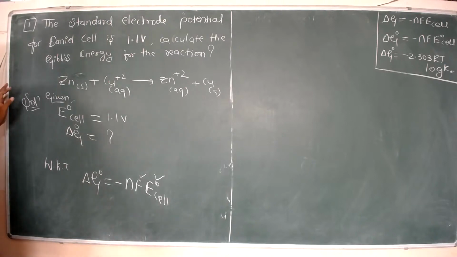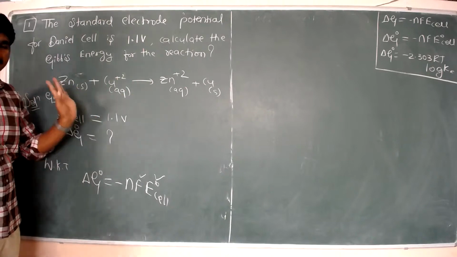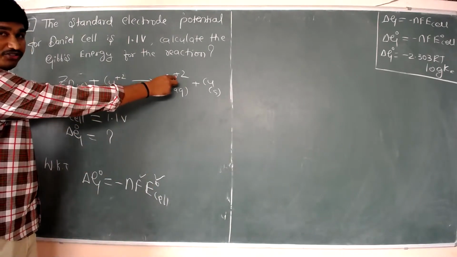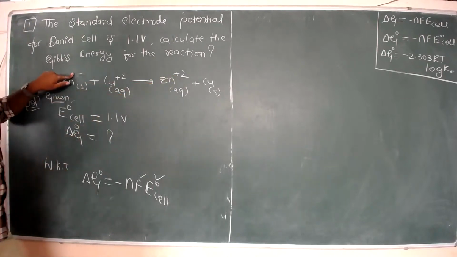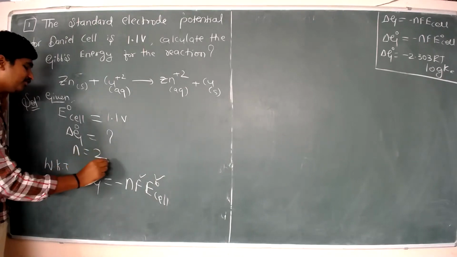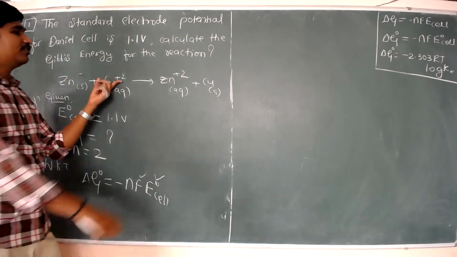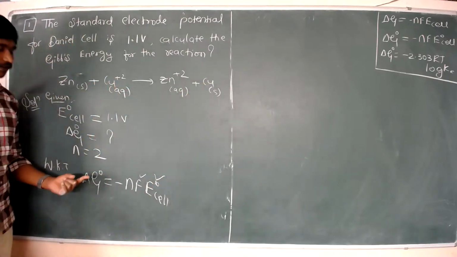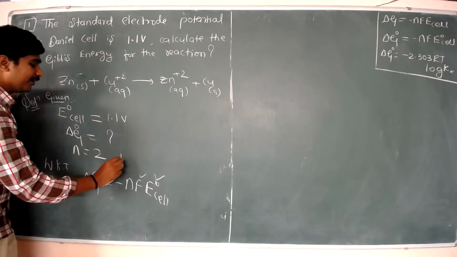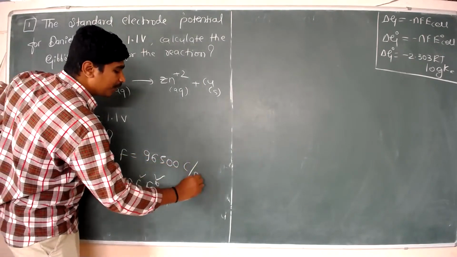Already I told you. The reaction is given. Select any one metal. I am selecting zinc. Here the charge is +2, here the charge is 0. What is the difference? 2. Means how many moles of electrons are involved? 2. n is equal to 2. Or select copper: here +2 is there, here 0 is there. The difference is 2. That is, 2 moles of electrons are involved in the chemical reaction. What is the F value, the Faraday constant? It is fixed: 96,500 coulomb per mole.